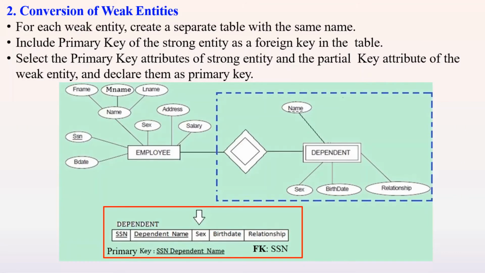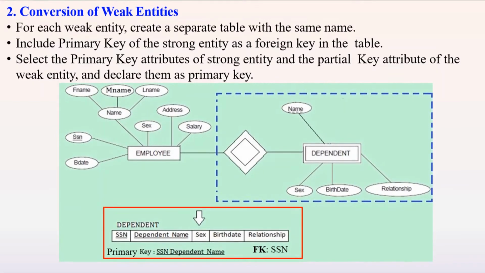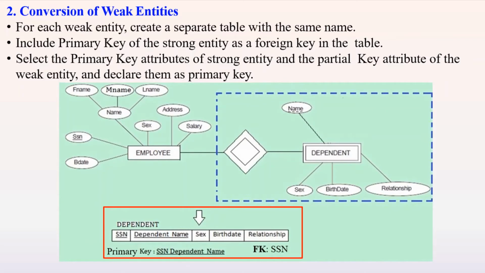Next we have conversion of weak entity. This we have already covered in the introductory lectures of the conversion process. For conversion of a weak entity set, as weak entity sets are not strong entity sets, they do not have any attribute that is a primary key. So for conversion, they can be identified using the primary key of the strong entity set involved in the relationship with the weak entity.